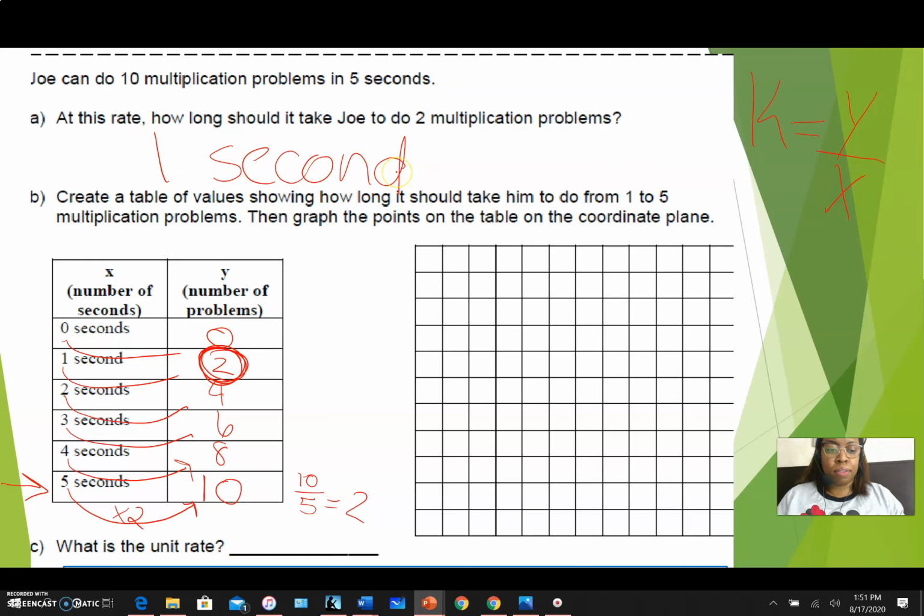Now let's put this graph together. So our X value is our number of seconds. The Y value is the number of problems. Sorry, I wrote kind of upside down in reverse. Make sure you number your axes. So I'm just going to count by ones because these numbers are small enough to do that.